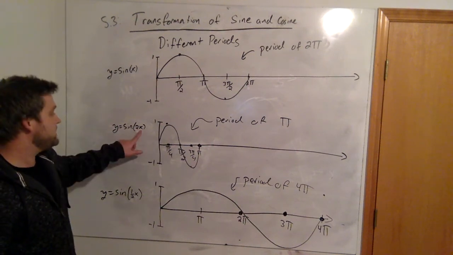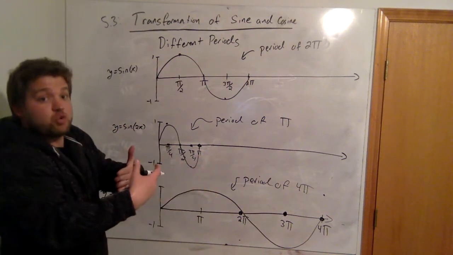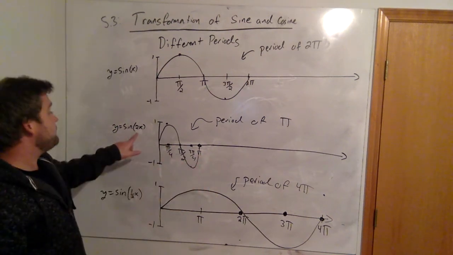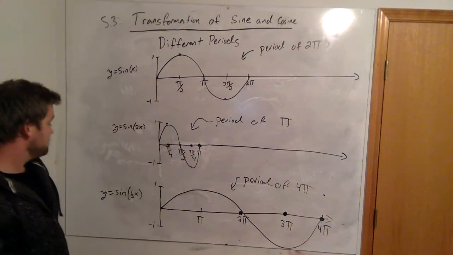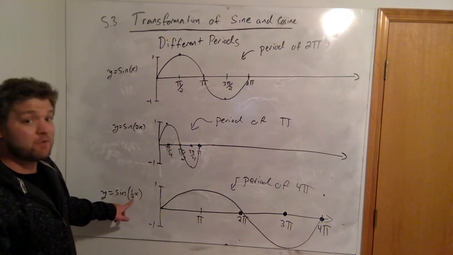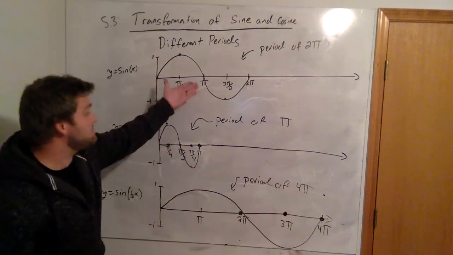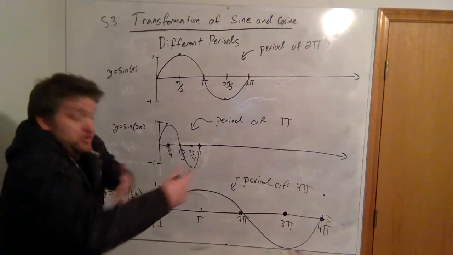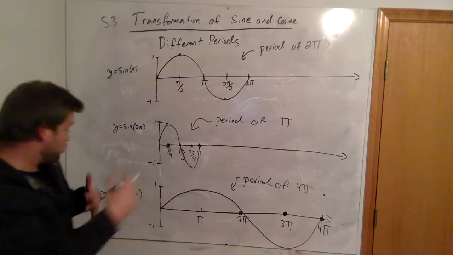If I multiply the x value by a number bigger than 1, this compresses my graph so I have a shorter period, because I have to plug in a lesser value of x to get the same outputs. Over here, if I multiply the inside of the function by a half, or by a fraction, I have to plug in bigger values of x to get the same output. So it's going to horizontally stretch my graph. It's going to increase my period.